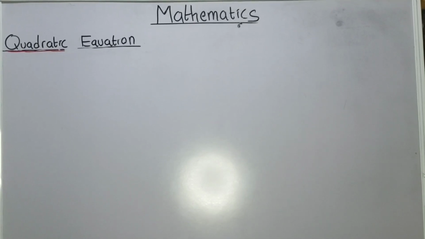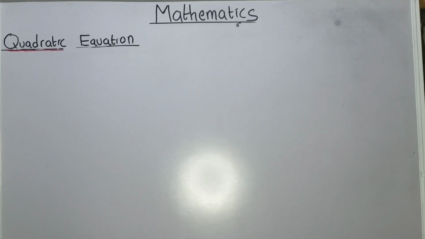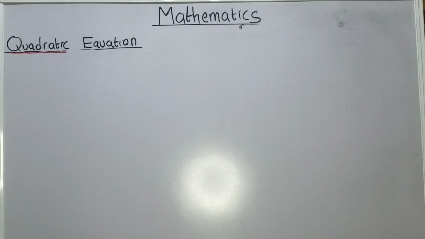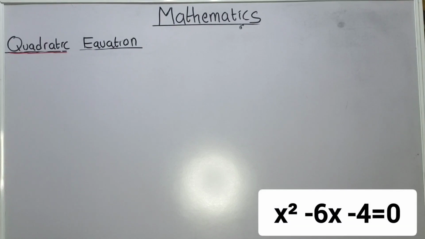In this class, we are going to learn how to solve quadratic equations using the completing the square method. We make use of the completing the square method when the equation that we are asked to solve is not factorizable. A typical example is the equation x squared minus 6x minus 4.